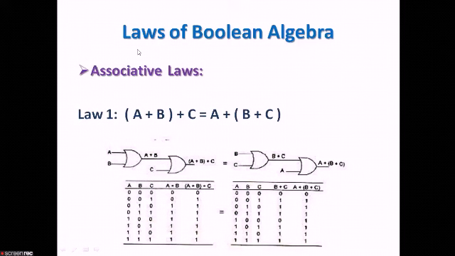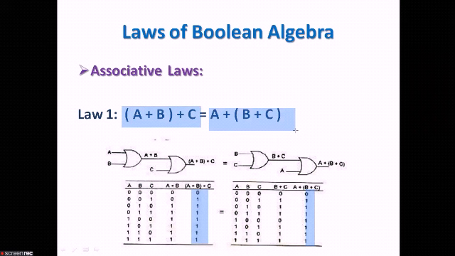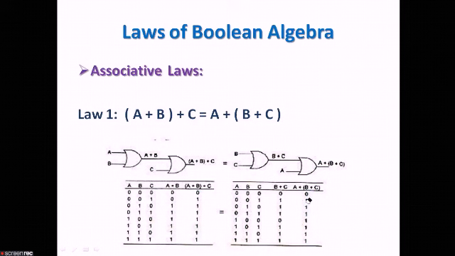Now look at these two tables, this table and this table. All the values are the same. So we can say that this expression is equal to this expression. This is proved. So law number 1 is proved. By the illustration of the truth table, we have proved this one.